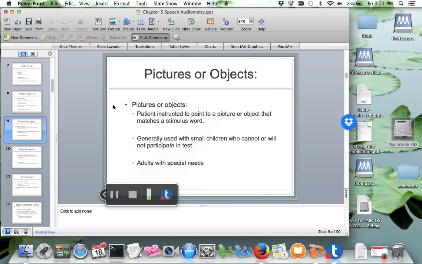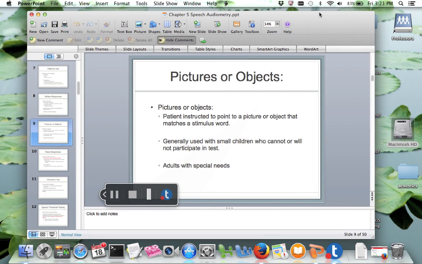We also have pictures. Like I said, they're good for young children, and so children that might not be great with expressive language, or they might be nervous or uncomfortable, or very young children. They're asked to respond to a picture that matches the stimulus word that the audiologist spoke. This is also used with adults that might have some special needs.